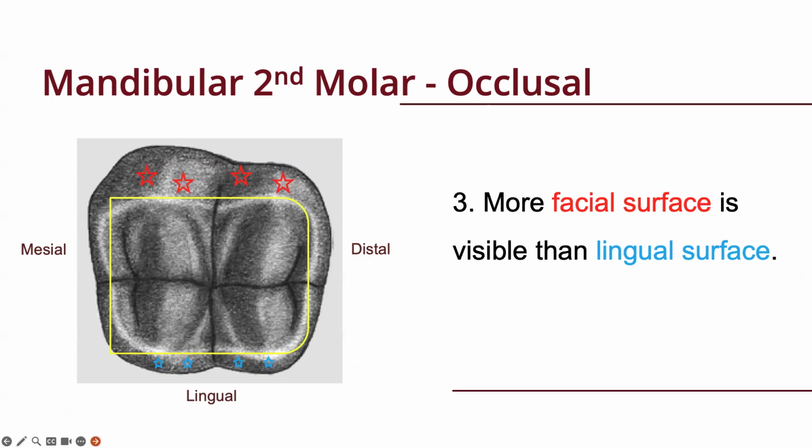Also, from the occlusal aspect, there's more facial surface visible than the lingual surface. Here, the yellow rounded rectangle follows the cusp ridges and the marginal ridges. And here we see a fair amount of the facial surface visible and less of the lingual surface. That follows the same pattern as the first molar.